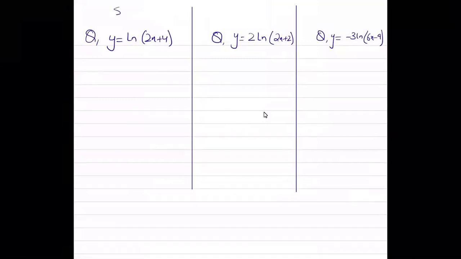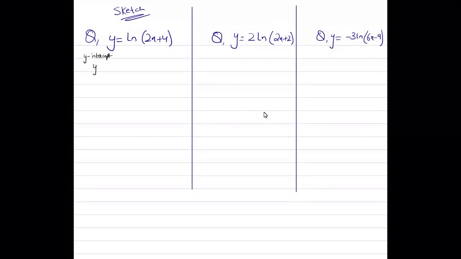So the question was to sketch these logarithmic functions. I'm going to find the y-intercept first, by taking x as 0. So the y-intercept is going to come out as ln 4. For the x-intercept, you're going to take y as 0. So e to the power of 0 is equal to 2x plus 4. E to the power of 0 is 1. So x is going to come out as minus 3 upon 2.